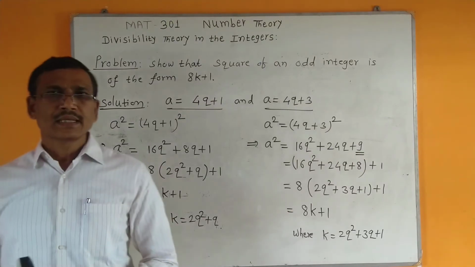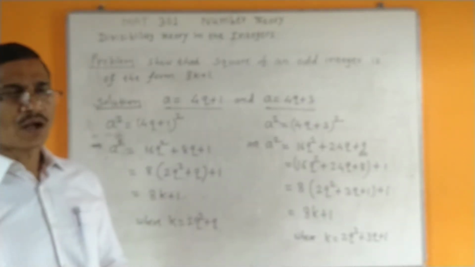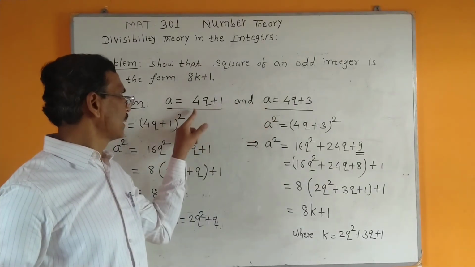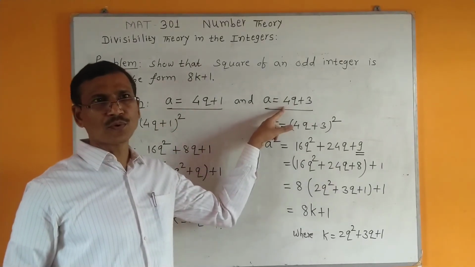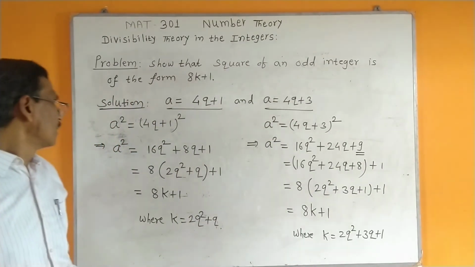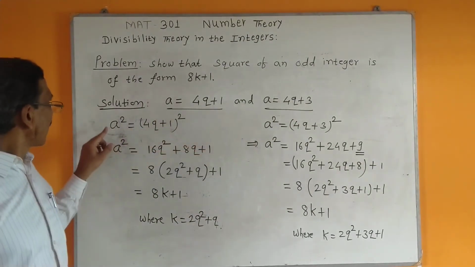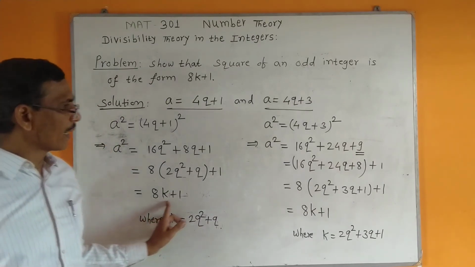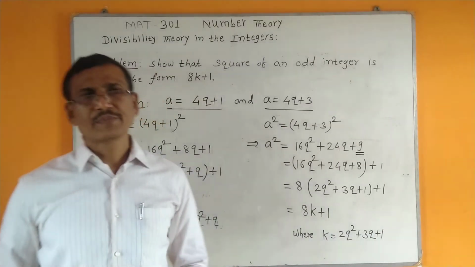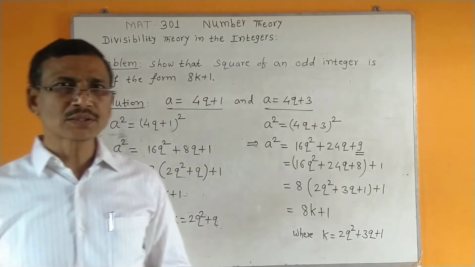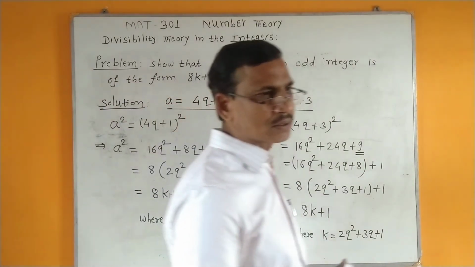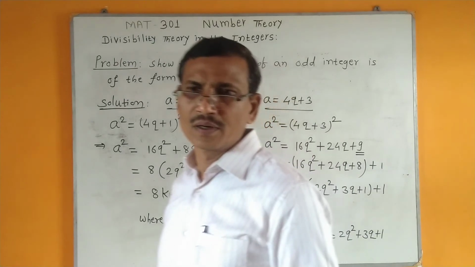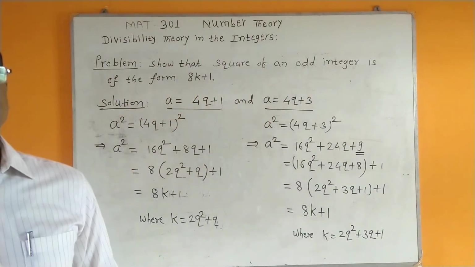Now we have taken a as an odd integer. According to the division algorithm, we get two different values of a, as a is 4q plus 1 and a is equal to 4q plus 3. In both cases, we observe that the square of this odd integer is of the form 8k plus 1. That means the square of any odd integer is always of the form 8k plus 1. Means we can apply the division algorithm to solve some problems of this type.